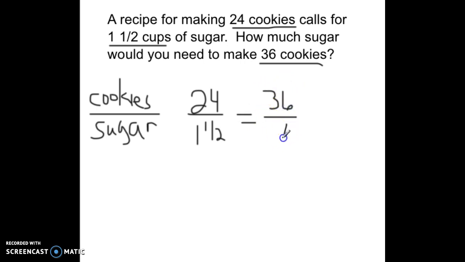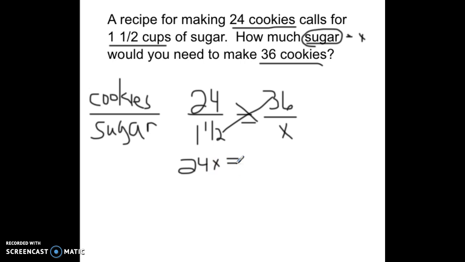over, we don't know how much sugar. X is the sugar we're trying to find. So when we're doing our problem, we always need to know what our unknown is. In this case, X is the amount of sugar we need. So here's where the fun begins. We're going to do cross products. And we get 24x, and we have to do 1.5 times 36.